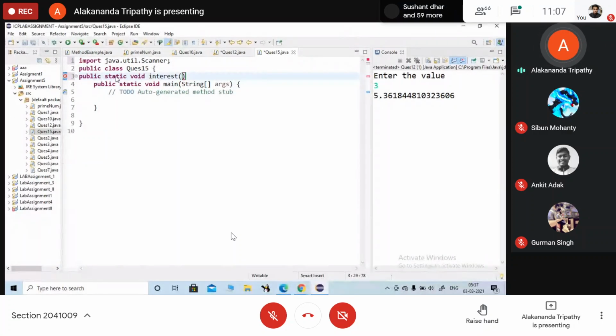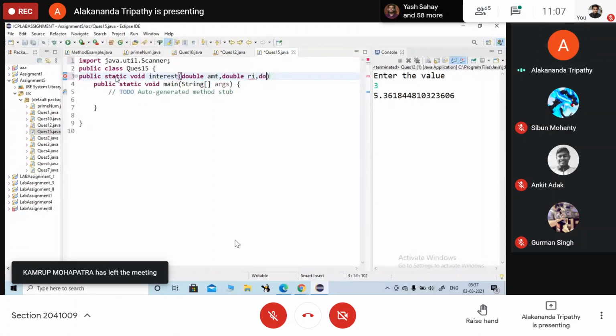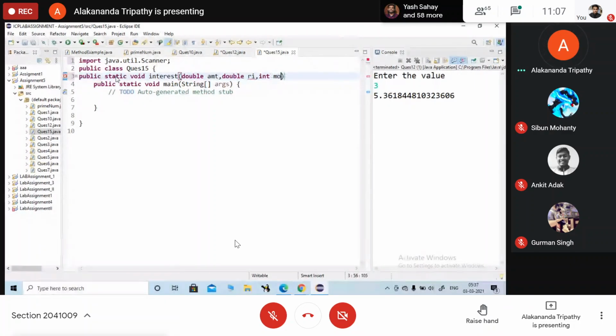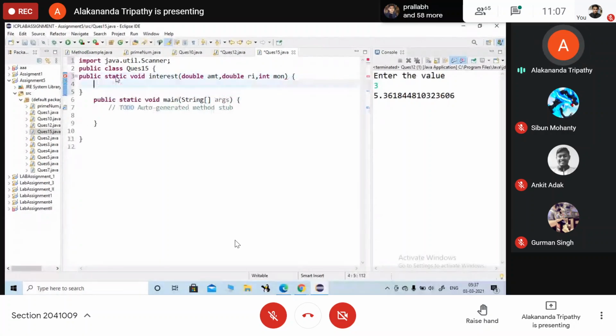Amount, rate of interest. So the amount here will be double amount. We are going to input the rate of interest also. So take it as again double rate of interest and another value month. You can take it in integer. Okay. So let this is the method. So is the values you are going to input in the main class. Scanner is equals to new Scanner System.in.